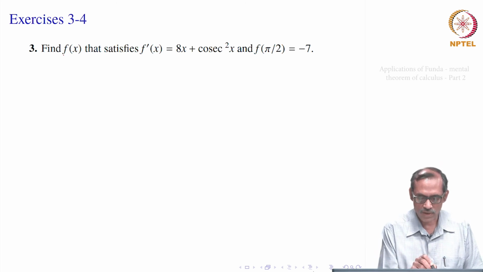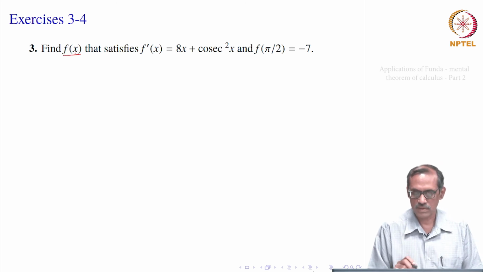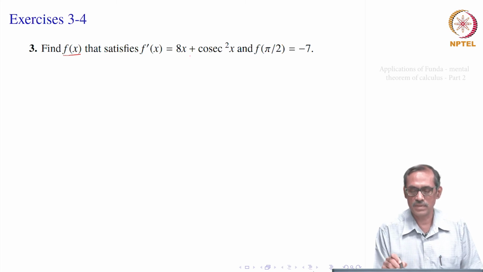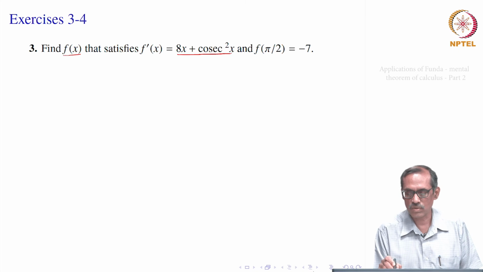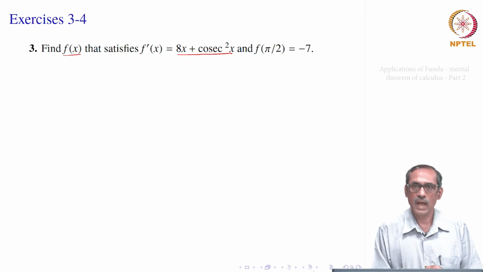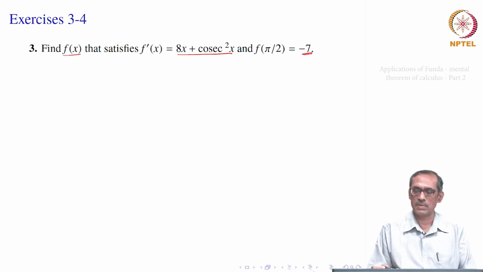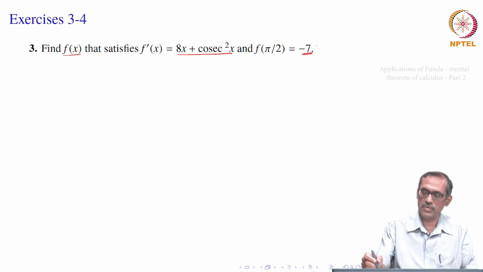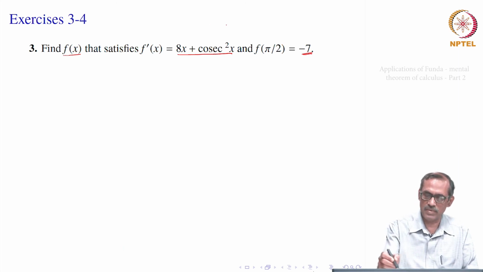We want to find one function f of x that satisfies two conditions. One is its derivative is 8x plus cosec square x, and when it is evaluated at pi by 2, we should get minus 7. So, that means our constant will be accommodated in such a way that f of pi by 2 should be equal to minus 7. First thing is we should find one indefinite integral here.